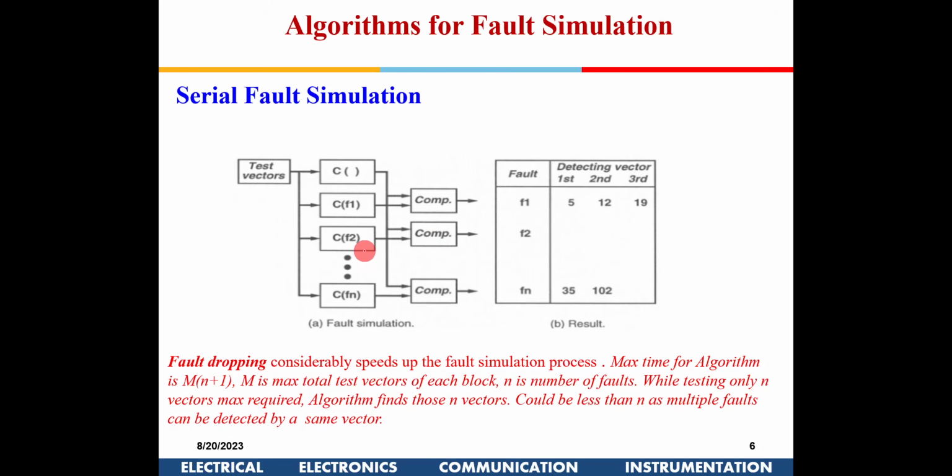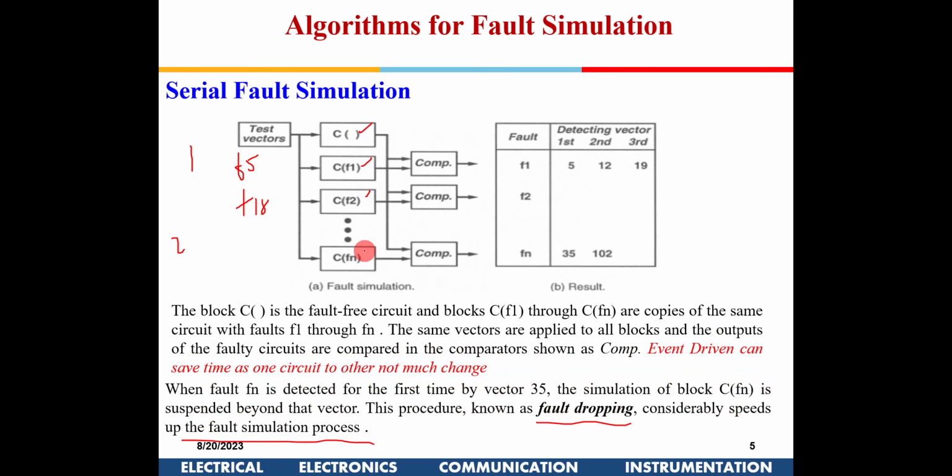Sir, one question. While dropping the fault, let's say test vector 1 is able to detect F5 and F18, and test vector 2 is able to detect F5, F18, and F13. Then it's better to go with T2, right? Because T1 was only able to detect 2. That compromise you have to do, right?